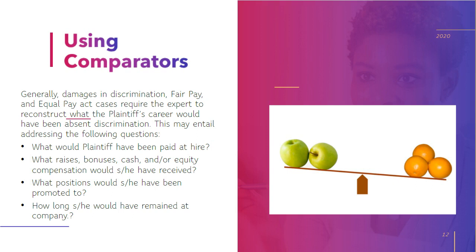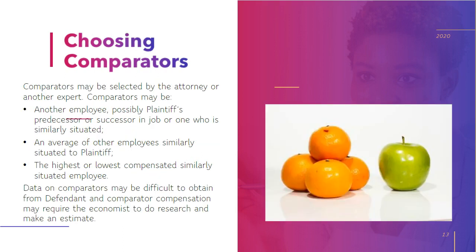And so to ask those questions, usually what we will do is we will find somebody who's a comparator at the company, somebody who was an employee in the same position that was presumed not to have suffered discrimination. Now, something to remember about your economist is that comparators may be selected by the attorney. They can't be selected by the economist. I don't have the expertise to do that.